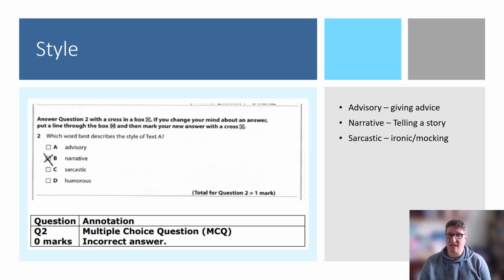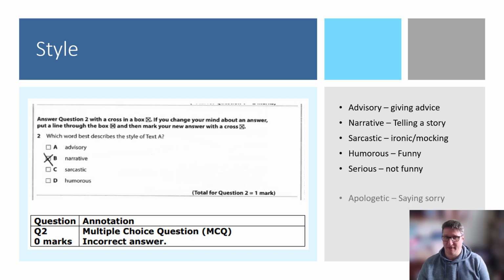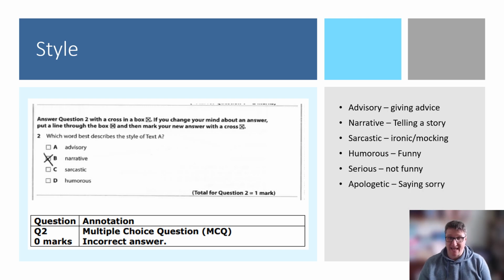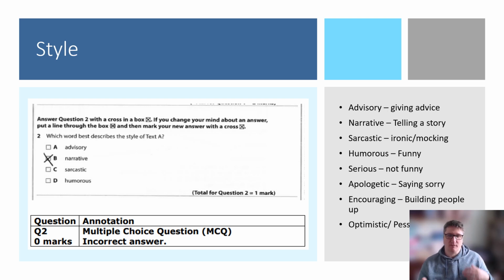Sarcastic is ironic or mocking, the lowest form of wit. Humorous is funny. Serious is not funny. Apologetic is saying sorry. Encouraging is about building people up. Optimistic or pessimistic. Optimistic is thinking your glass is half full. Pessimistic is thinking your glass is half empty. Realistic is thinking, hey, someone's been stealing my beer.